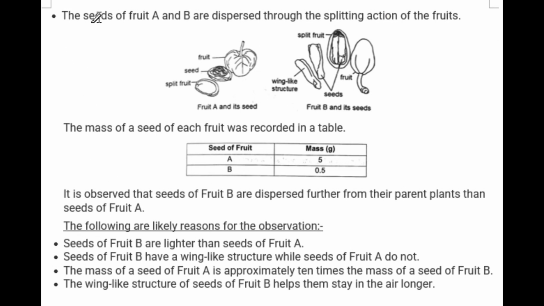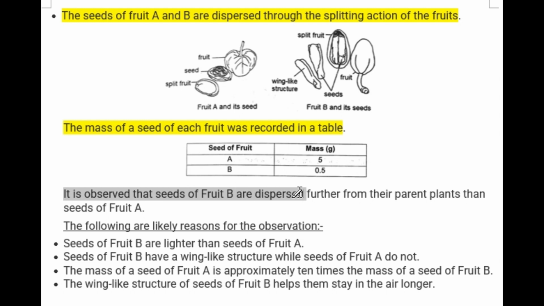The seeds of fruit A and B are dispersed through the splitting action of the fruits. The mass of a seed of each fruit was recorded in a table. It is observed that seeds of fruit B are dispersed further from their parent plants than seeds of fruit A. The following are likely reasons for the observation.